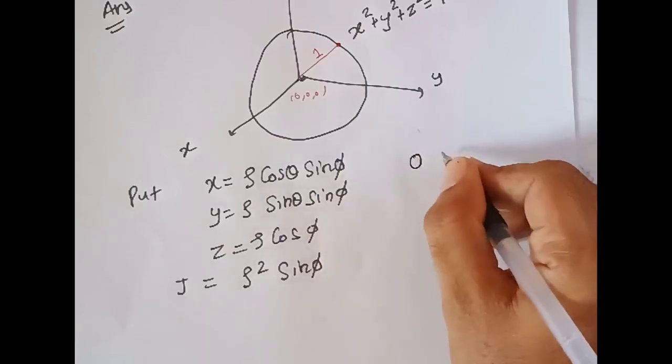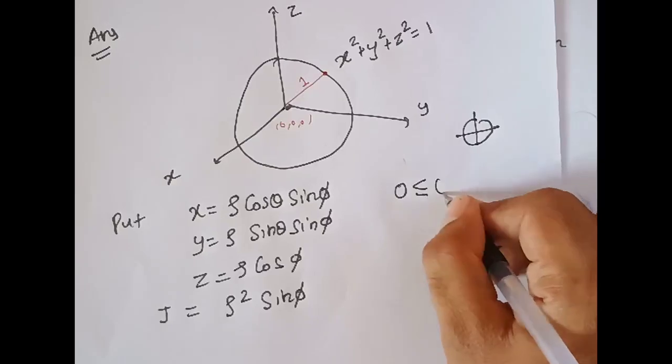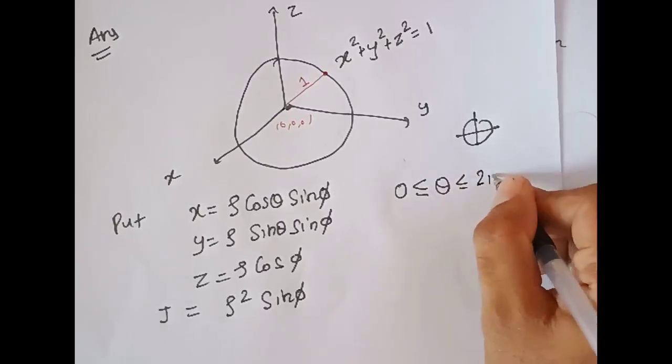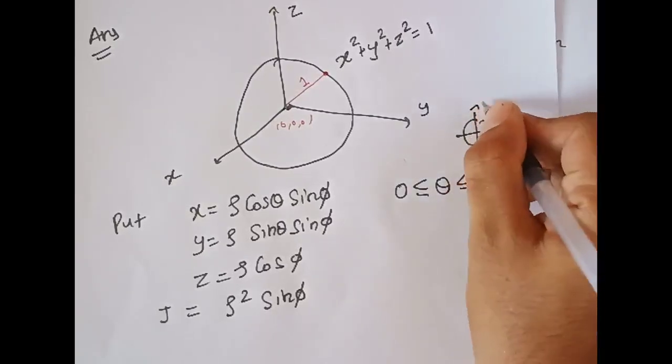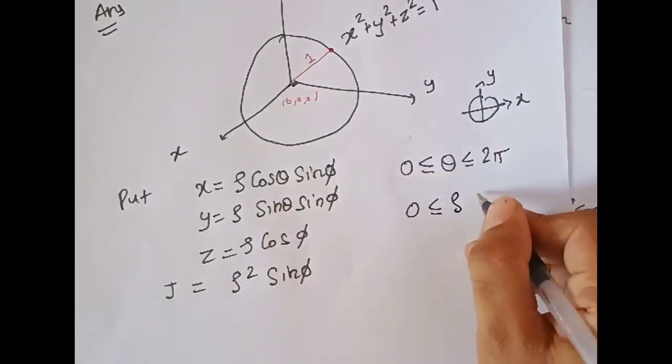So we know that theta, the base is this circle, so theta will be from 0 to 2 pi. So that is in the xy plane. All right, and the radius we know is growing from 0 to 1, so 0 less than rho less than 1.